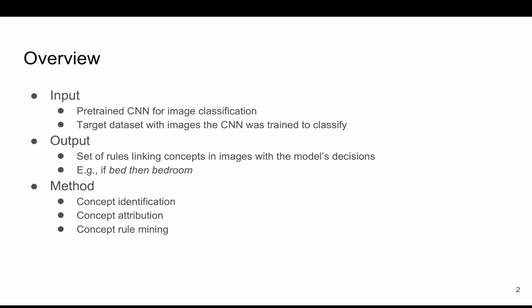To create these rules, we follow a three-step method. Number one, we identify concepts that exist in images. Number two, we identify concepts that not only exist in images, but also the model paid attention to during inference. Finally, we mine rules linking the concepts with the model's decisions.